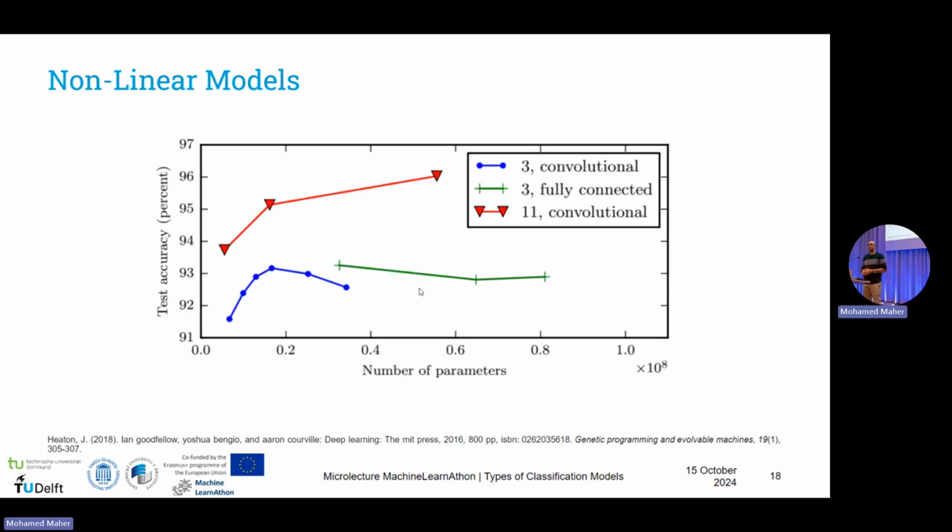As you can see here, as a rule of thumb, as we go further with the number of layers and the number of parameters, we are going to have better accuracy. So here we have a neural network with 11 hidden layers that has better accuracy than the network with just 3 hidden layers.